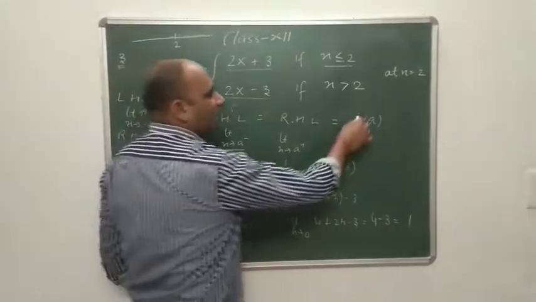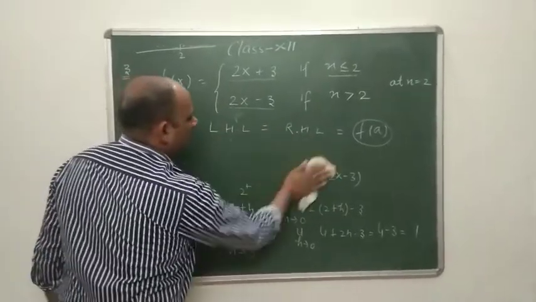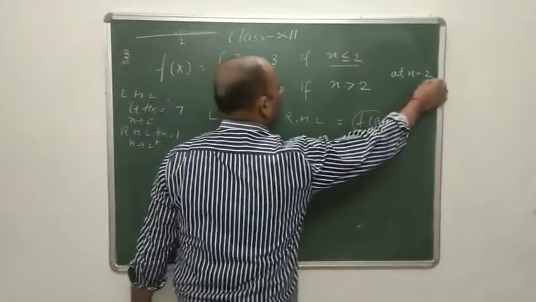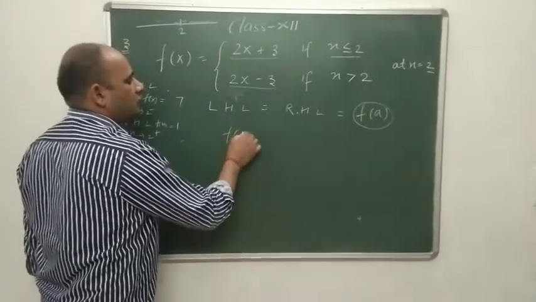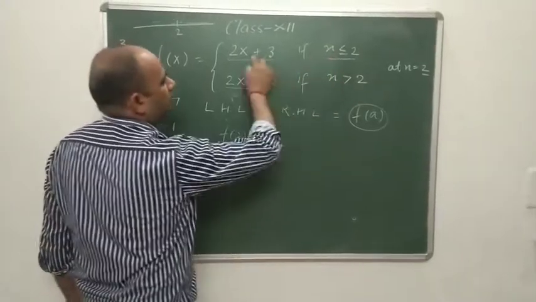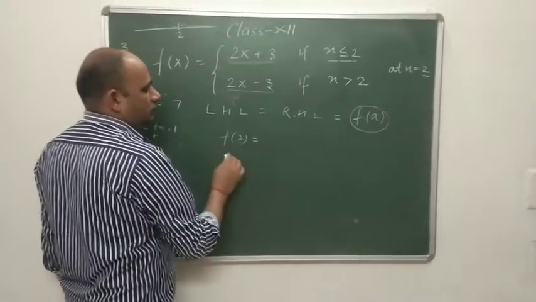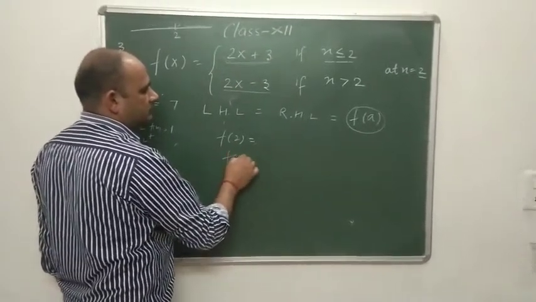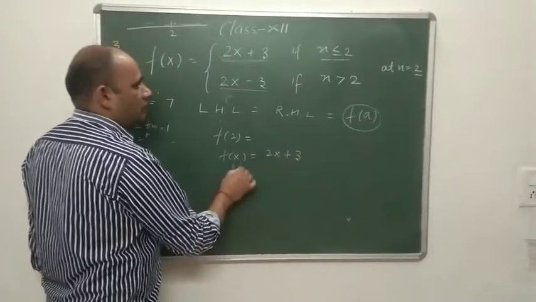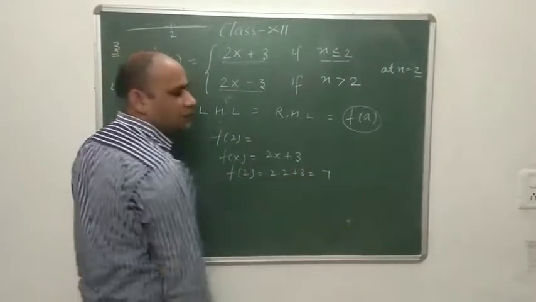And the third part is f(a). f(a) means our value at which point? At 2. So we will find f(2). Here a is equal to 2. In the function 2x plus 3, first we write f(x), that is 2x plus 3. Now our f(2) is 2 into 2 plus 3, that is 7.